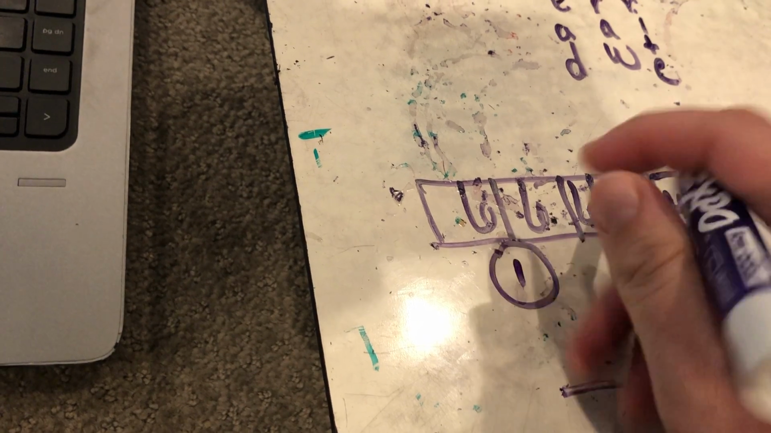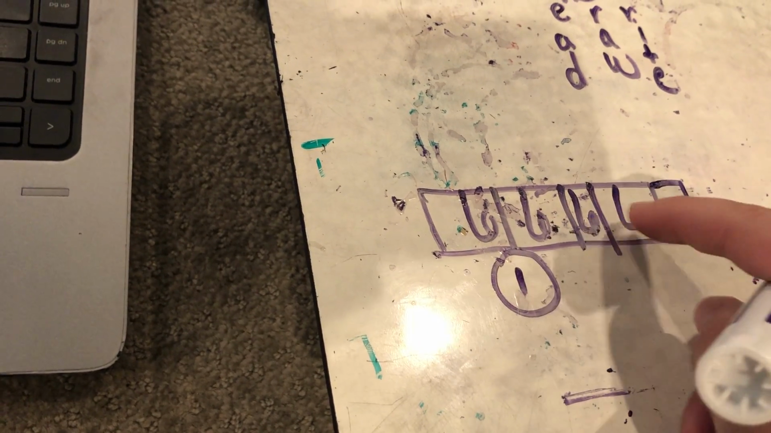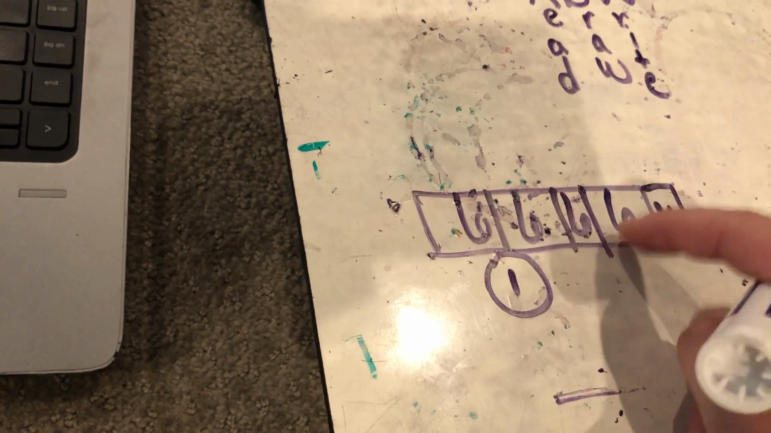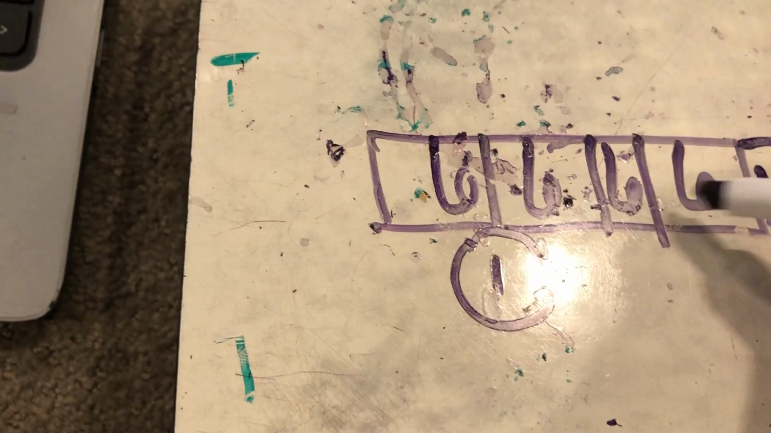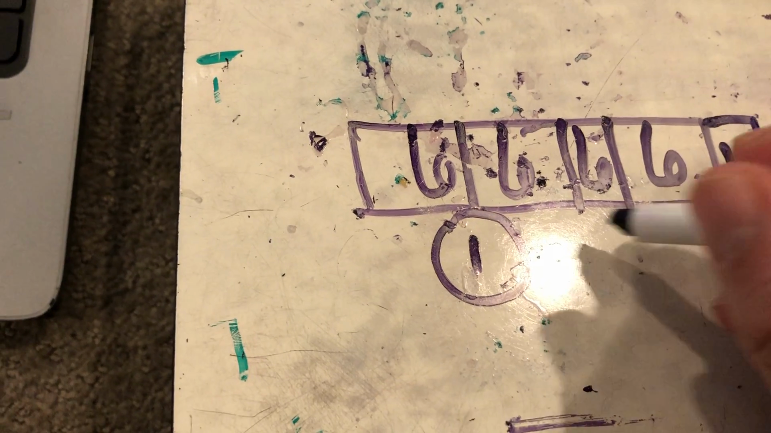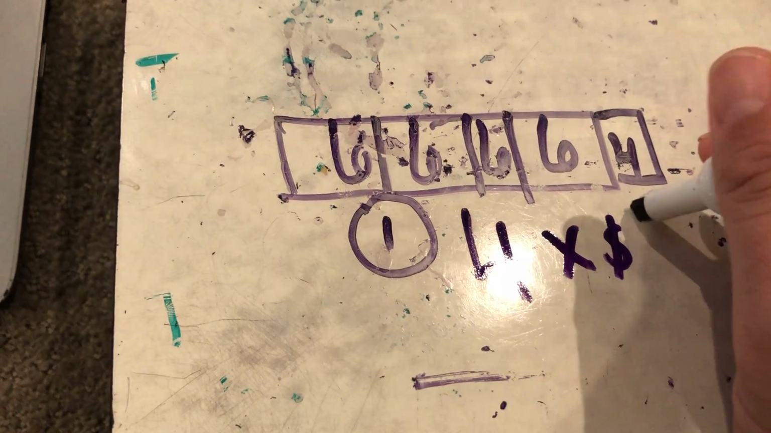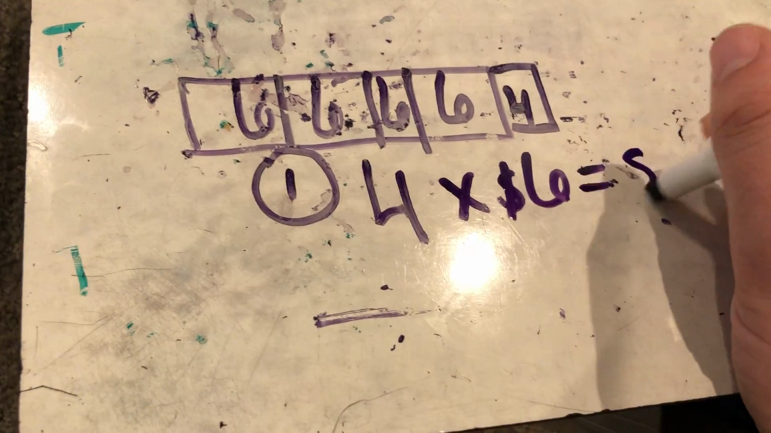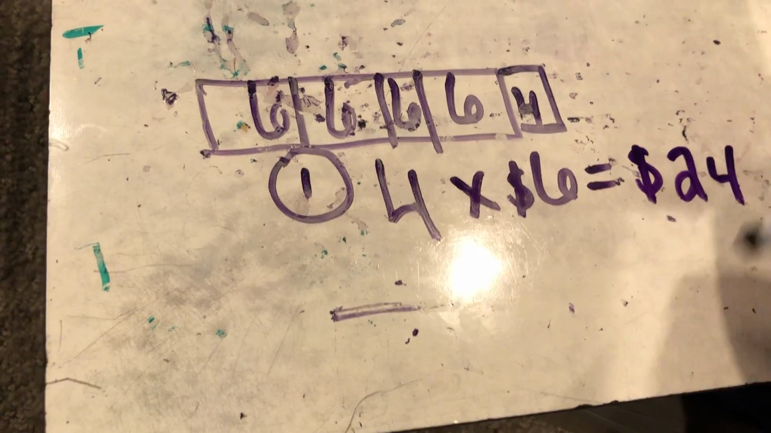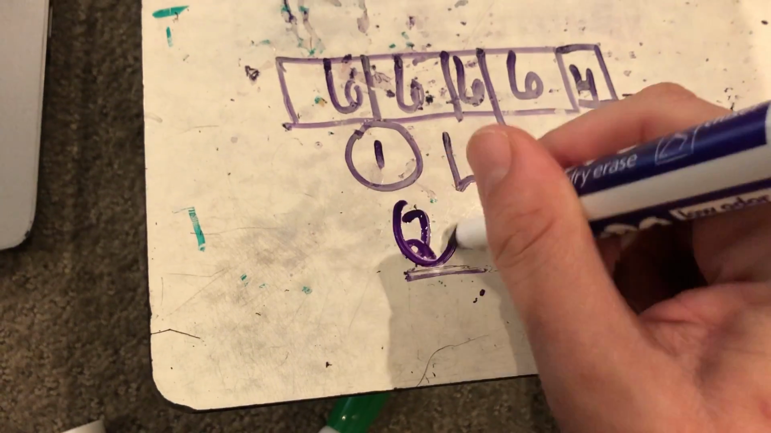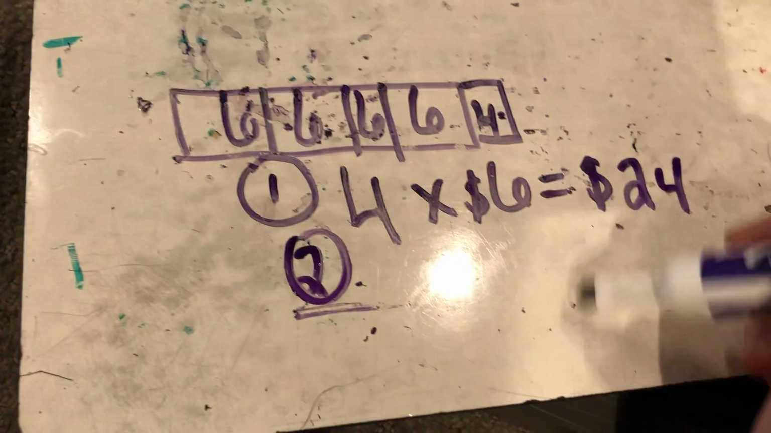Because if they're adding the same number, we can actually use multiplication for that. So the first step is to find out how much he earned in these 4 weeks. They earned $6. So I'm going to say 4 weeks of $6 equals $24. Okay, now the second step, we need to add that $4.